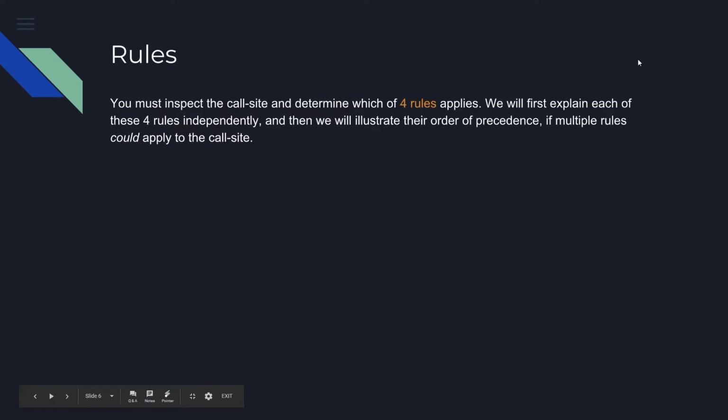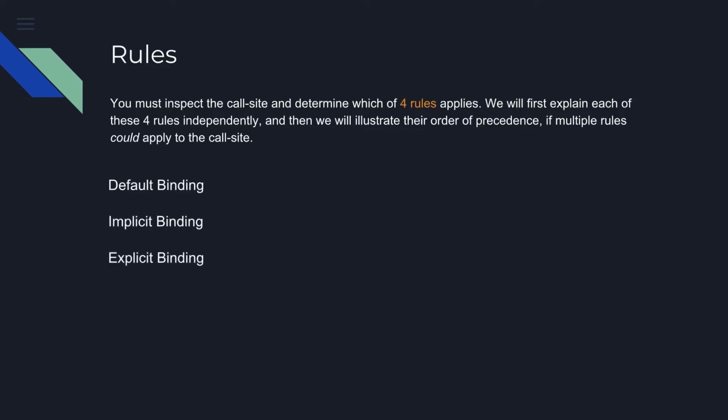We have four general rules applied to this binding. There are scenarios when multiple rules can be applied to the function call site. But when you inspect call site, you can understand which rule is applied to this, and then you can guess what is this inside function. The first rule is default binding when you execute function as a standalone function. We have implicit binding, explicit binding, and new binding.